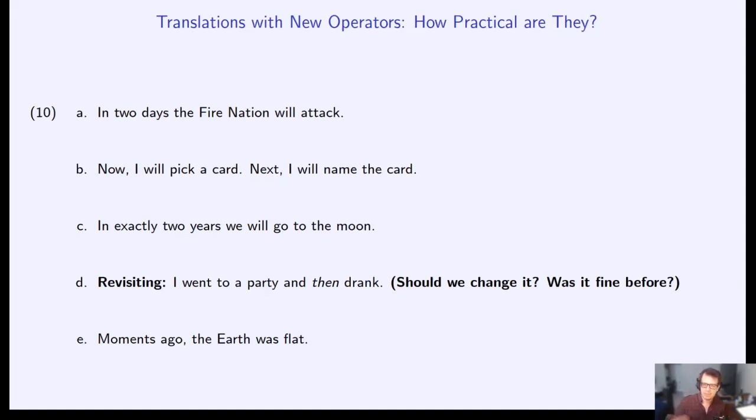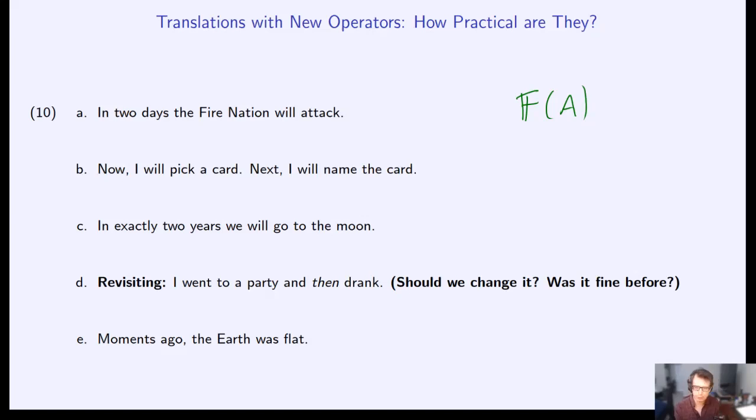So for instance, in 10a, we have the sentence, in 2 days, the Fire Nation will attack. Now, in our old system, the best thing that we can do, and the best tools that you have at your disposal for assignment 6, are something like saying, in the future, the Fire Nation will attack. Let's just call this A. So, I mean, that's the best we could do before, because we could just say in the future. But now we're able to say in 2 days.